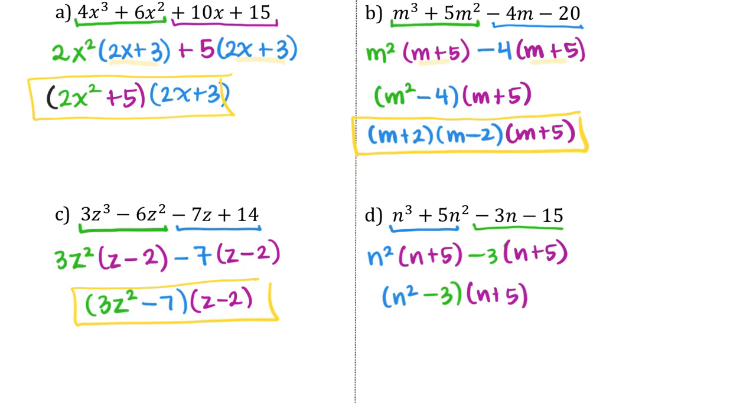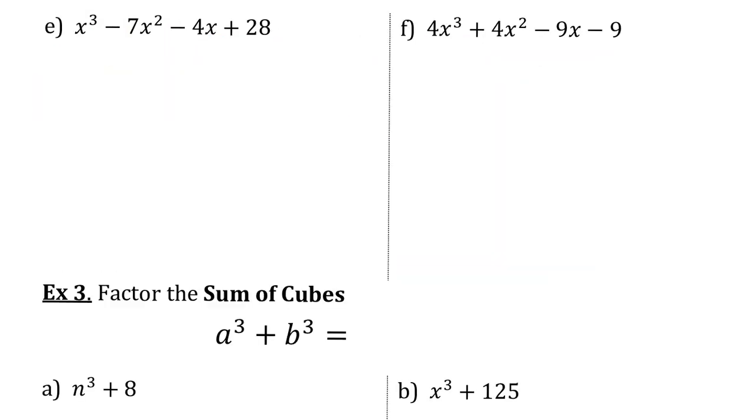And again, just glance. If I do n squared minus 3, it looks like a difference of squares, but I can't use a rational number to multiply by itself to get 3. Okay, next page.